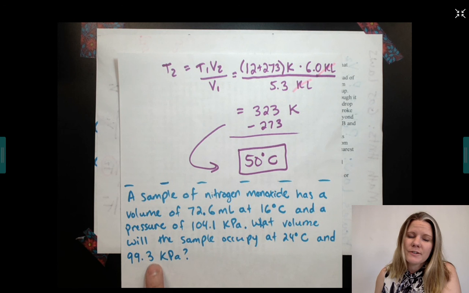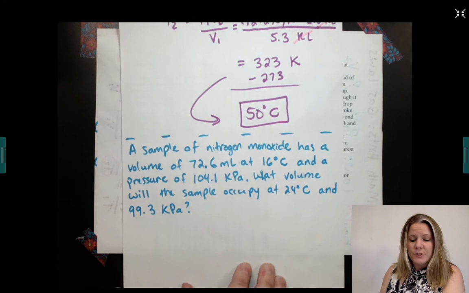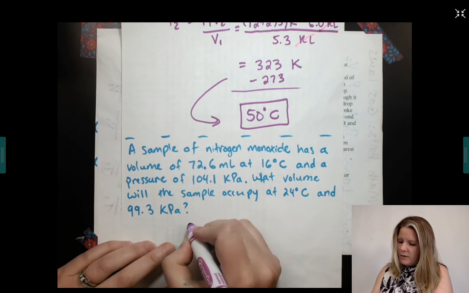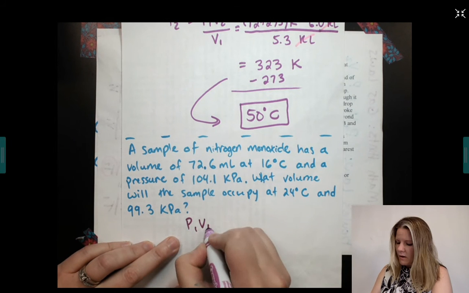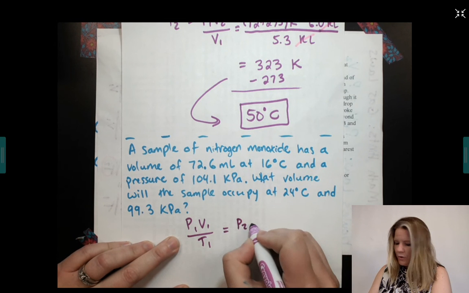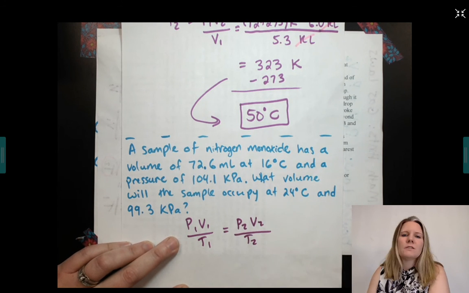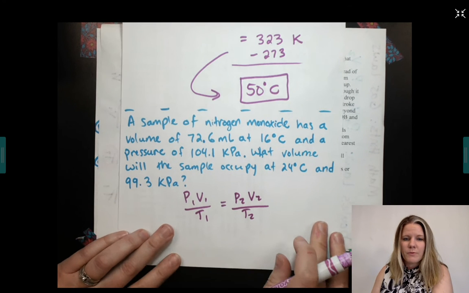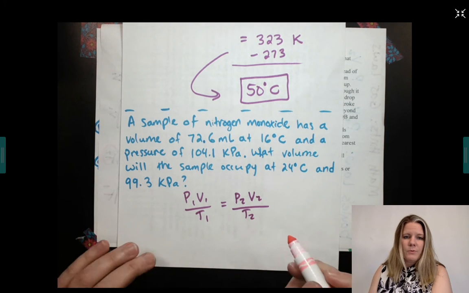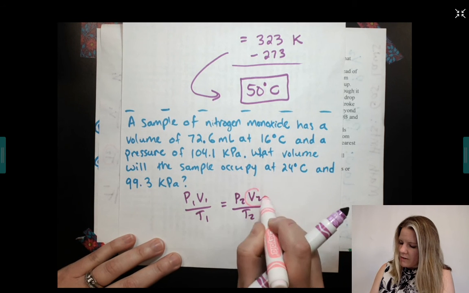If it says what volume, then we know we're looking for V2. I recommend that you start off these problems by writing down your combined gas law, and then solving for the variable you know you need to find, because it's a lot less messy that way. This is also the standard in physics, that you find the variable first and then you plug in your numbers. So it says what volume will the sample occupy at a certain temperature and pressure? That means we're trying to solve for V2.